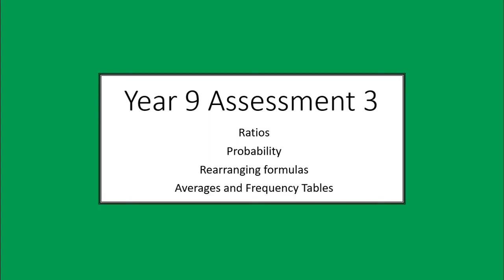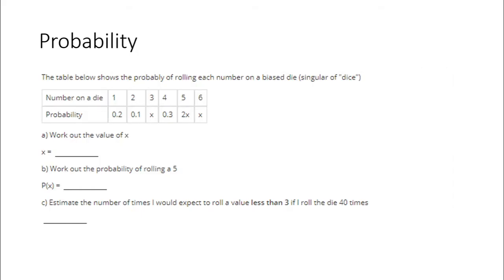Hey, year nines, let's take up assessment 3, covering ratios, probability, rearranging formulas, and averages and frequency tables. First one, we've got a probability table here. The table shows the probabilities of rolling each number on a biased die. That's the singular for dice.